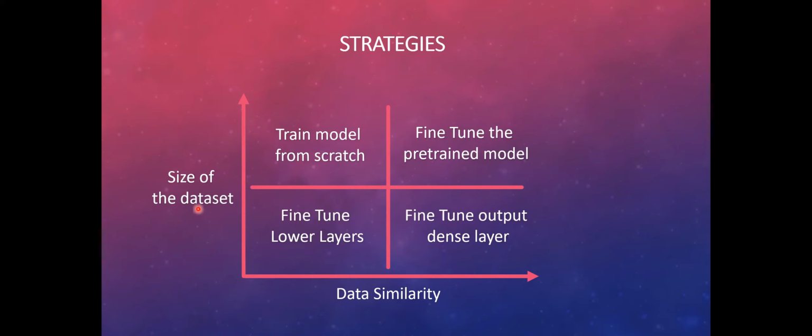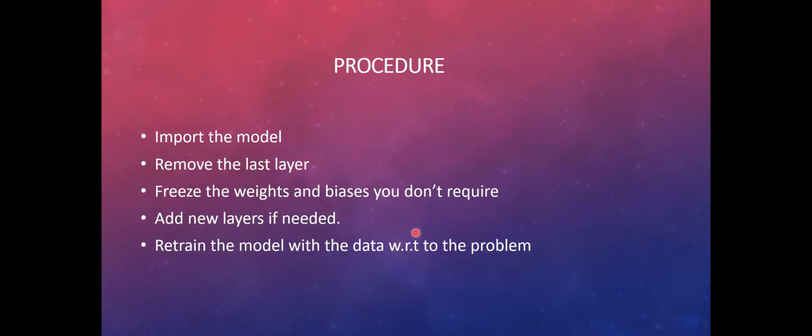But now, if the size of the data set is very high and the data similarity is also very high, we fine tune the pre-trained model itself. That means if we just run our data set over the model, then we get very high accuracies. So these are the four cases of transfer learning. And moving on, the procedure. This is the very basic procedure we use in transfer learning.